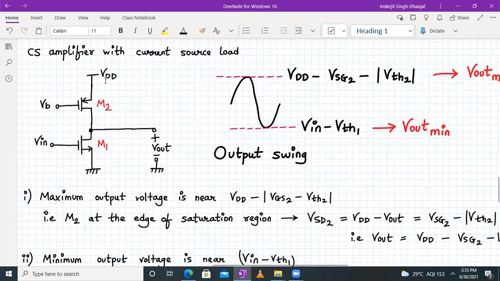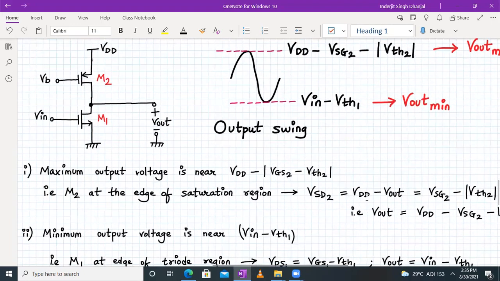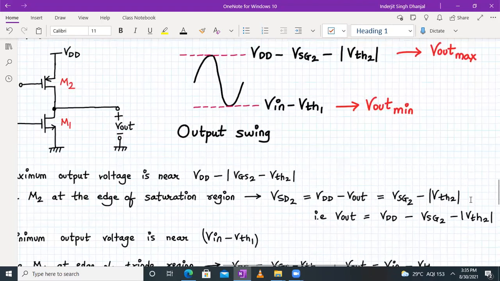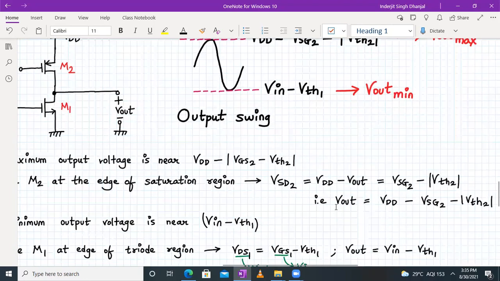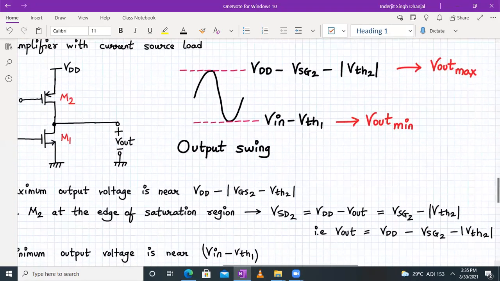VSD2 is nothing but VDD minus V out, right? So we can write VSD2, which is VDD minus V out, should be equal to VSG2 minus mod of VTH2. And we can write it like this: V out is equal to VDD minus VSG2 minus mod of VTH2. So your V out maximum value will be VDD minus VSG2 minus mod of VTH2. So that's the value of V out max.